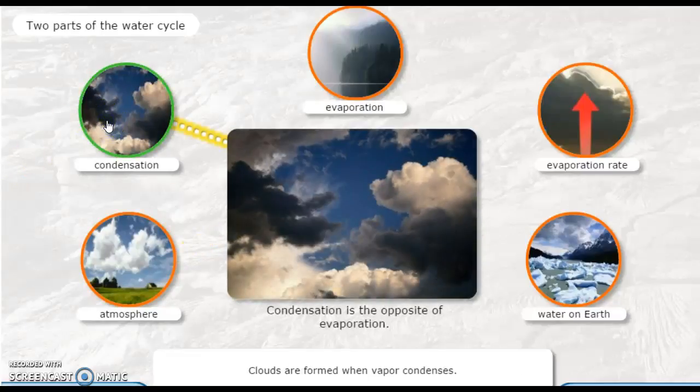Clouds are formed when vapor condenses. As vapor rises in the atmosphere, it cools to form clouds. These clouds may produce precipitation, such as rain, snow, sleet, or hail.